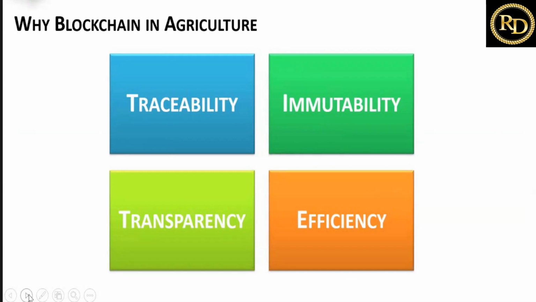So why blockchain in agriculture? All the problems I talked about in previous slides, right? The blockchain, in short, provides you traceability, it provides you immutability, it provides you transparency and efficiency. Now that solves many of the problems of food safety and security, as we just mentioned before this slide.